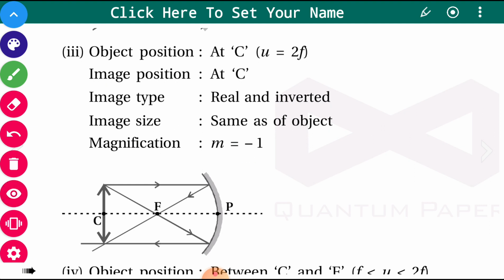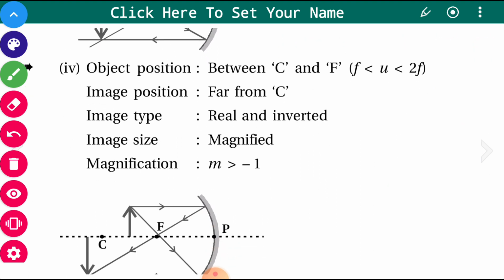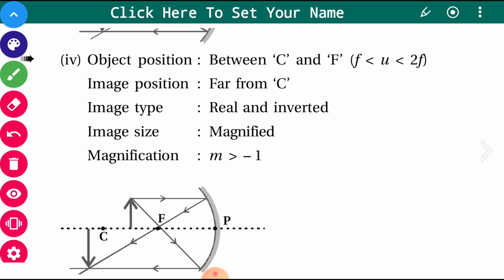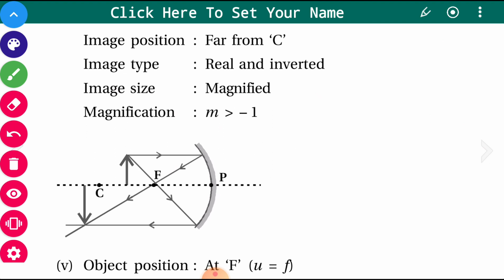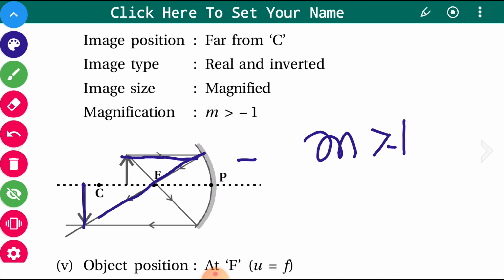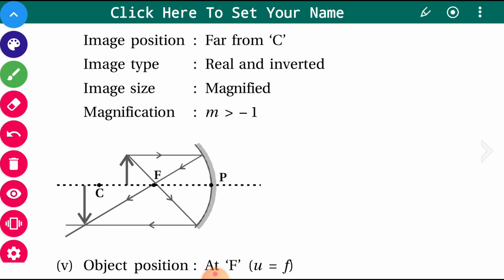Now the object position is between c and f. If the object is between c and f, then the image will be formed away from c. This will be a real, inverted and magnified image. So the magnification will be greater than 1 in magnitude, greater than 1 means a magnified image, and the minus sign shows it is an inverted image. Again you can see the ray parallel to the principal axis passes through focus after reflection, the ray passing through focus becomes parallel to the principal axis, and wherever they intersect we get the image. This way you can easily understand.